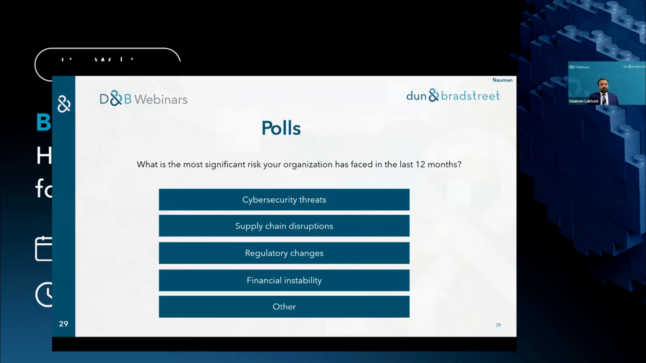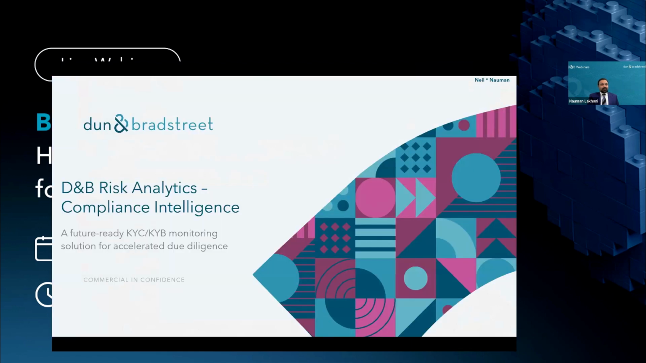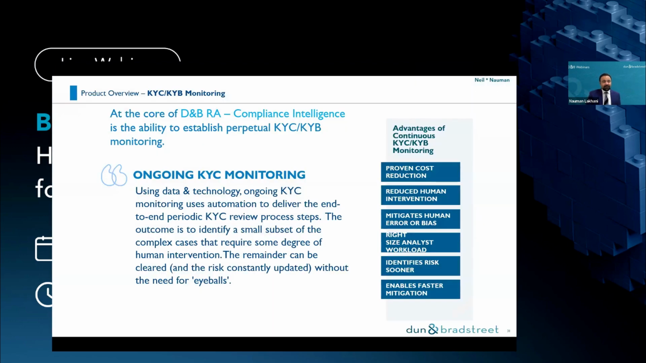So let me now go into the next section, and we've covered the major part. What we're trying to talk about now is one of the platforms that Dun & Bradstreet offers, and this is called Risk Analytics Compliance Intelligence. This is a newer SaaS platform that Dun & Bradstreet has launched, and it connects directly into the theme of what Neil and I have been speaking about in the last 45 minutes, and that is ongoing KYC and monitoring.